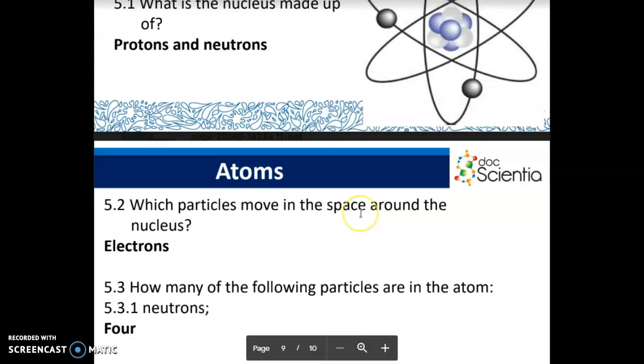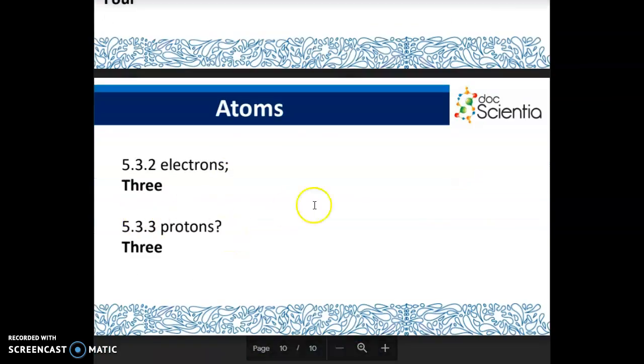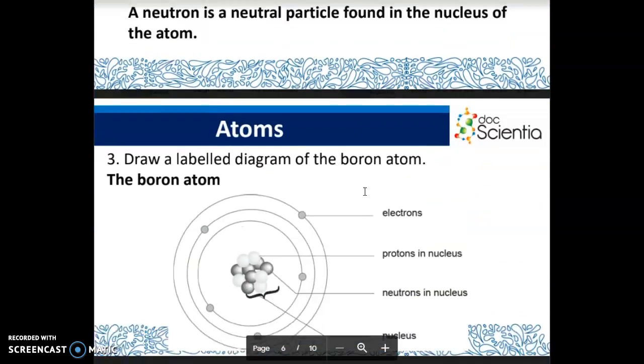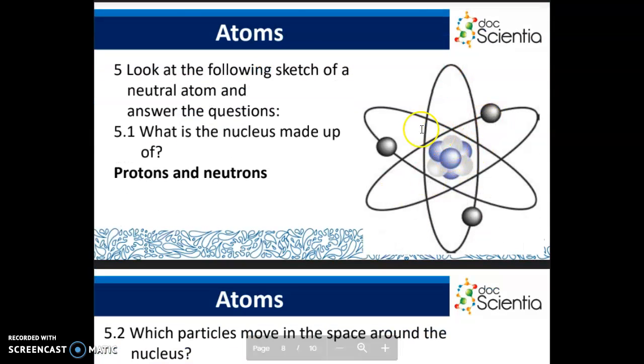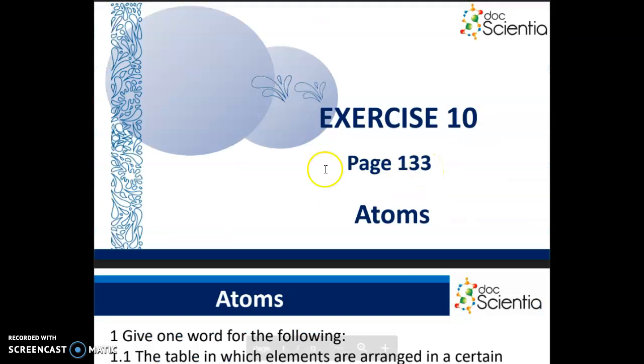5.3.2. Count the electrons. Electrons on the outside. 1, 2, 3. Count the protons. Protons in the middle are 1, 2, 3, the light gray ones. All right, we move on to exercise 10.